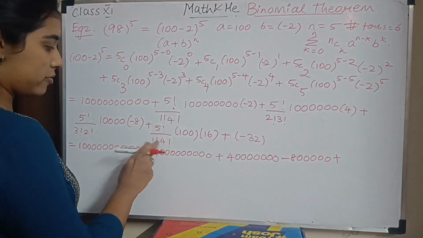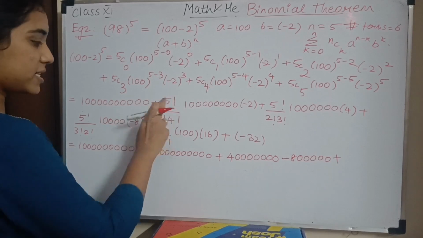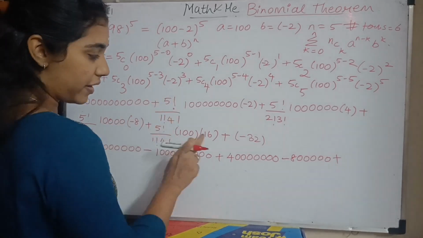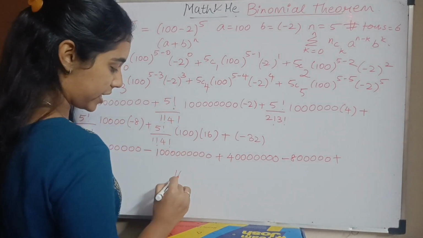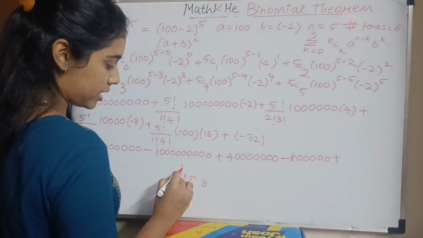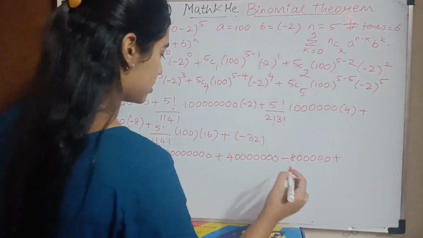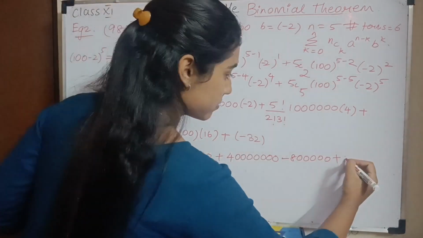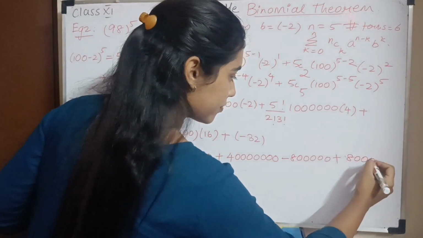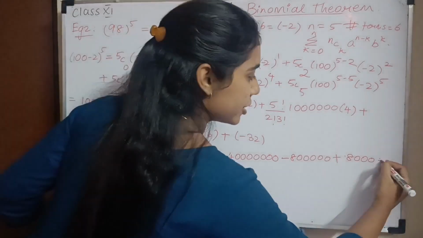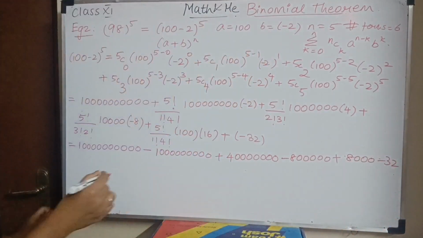it is 5, 1, 4. What is it? It is the same as this. So the value is 5 times 16. What is 5 times 16? 80. So it is 80 times 100, which is 8000. So it is plus 8000. Minus 32.